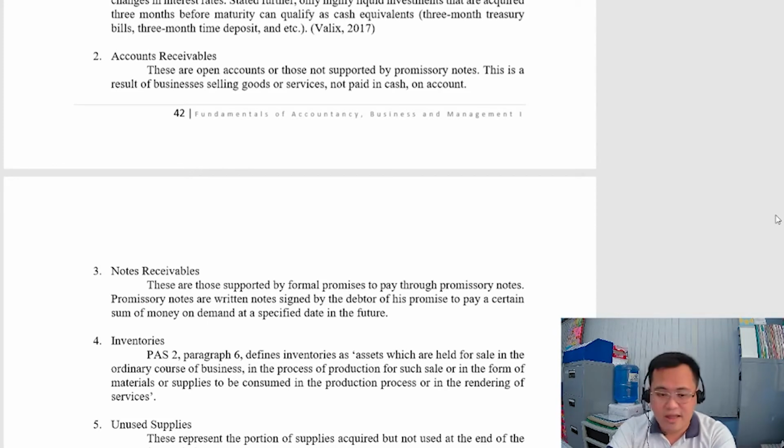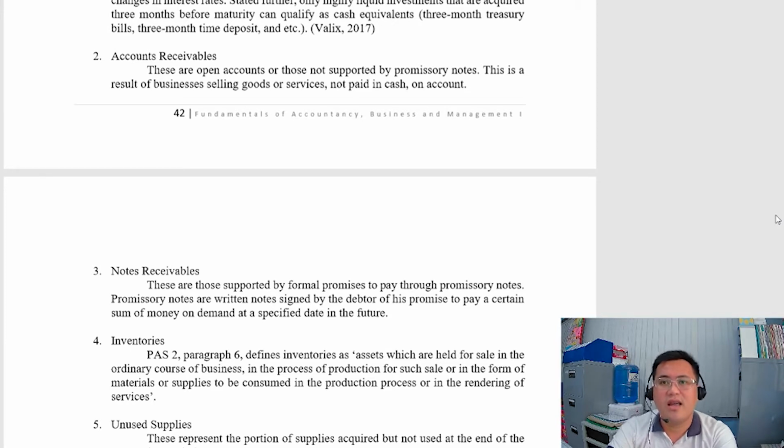Number 4, we have inventories. What are inventories? Philippine Accounting Standards number 2 or paragraph 6 defines inventories as assets which are held for sale in the ordinary course of business, in the process of production for such sale, or in the form of materials or supplies to be consumed in the production process or in the rendering of services. Usually these are the merchandise that are being sold in our stores or in our businesses, or if we are in the industry of selling lots or lands, then our inventories are our lots.